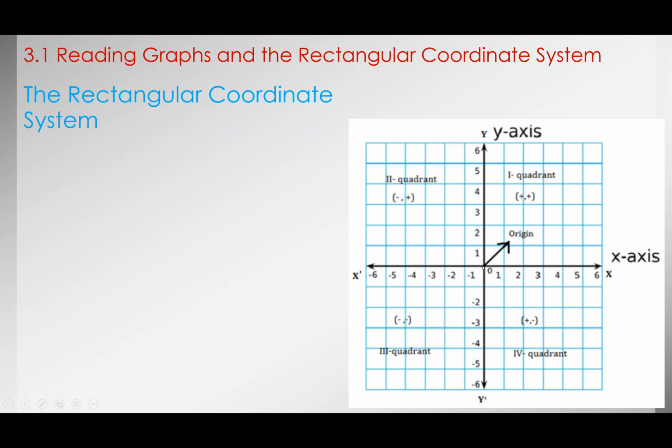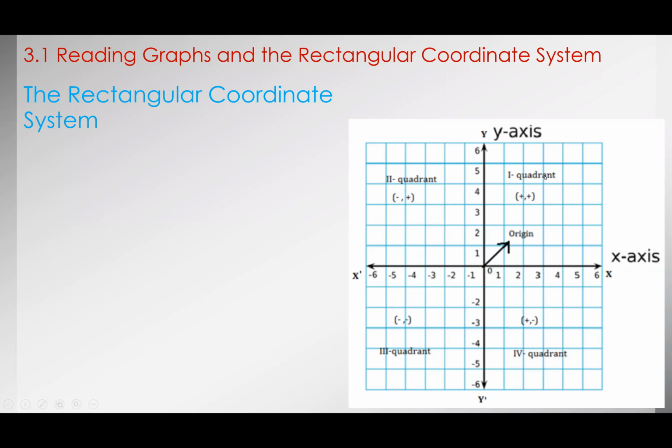We start in the middle, which is 0. To the right of 0 are positive numbers. To the left of 0 are negative numbers. And your vertical line is your y-axis, where above the 0 is positive and below the 0 is negative. Just remember, below is negative, left is negative.